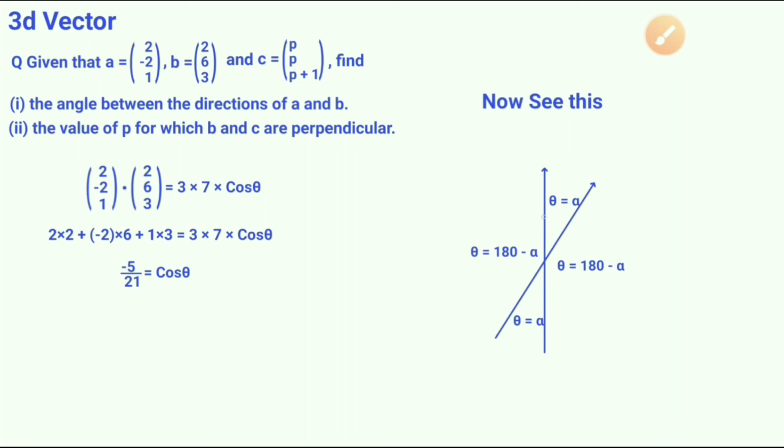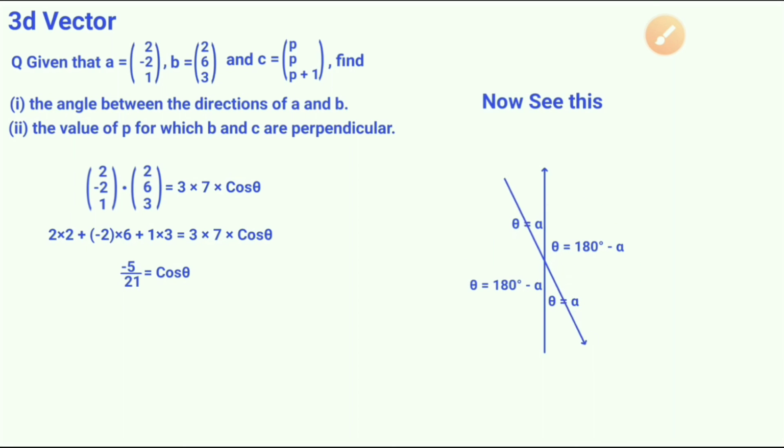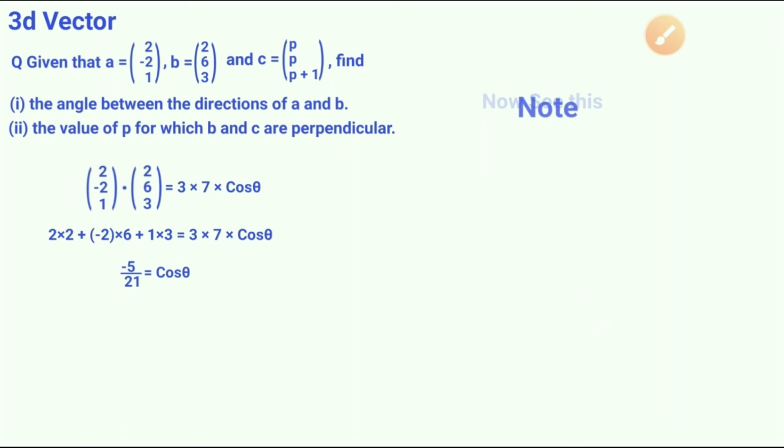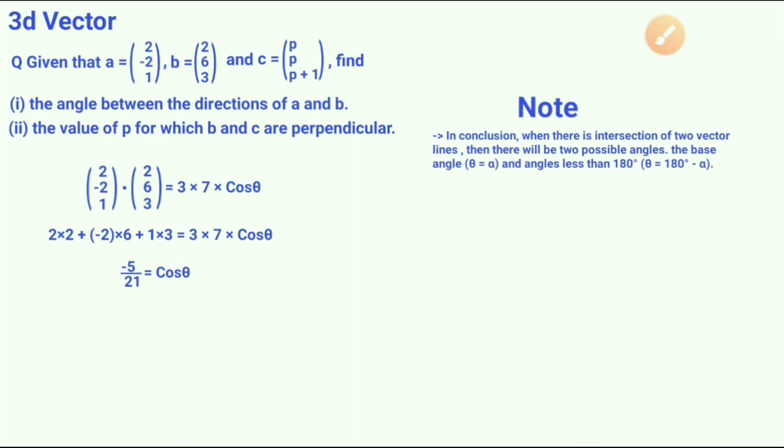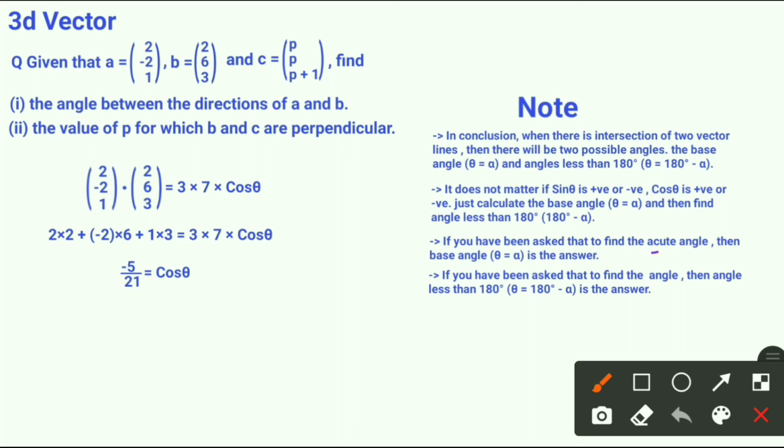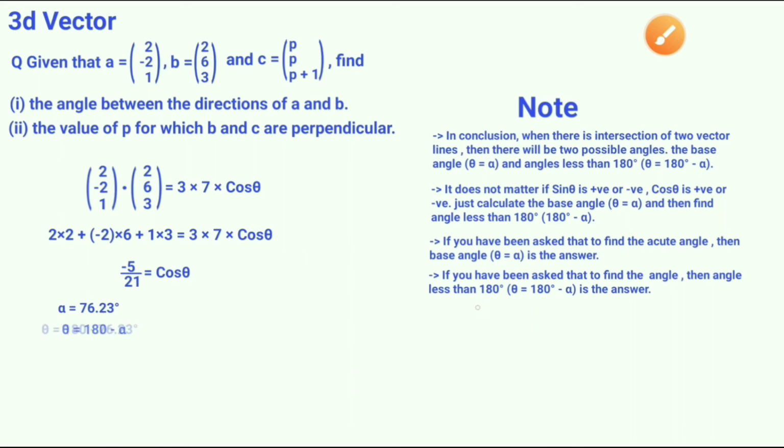Now finding the base angle. You need to see this animation, which is all about finding the angle between two vector lines. There are always two possible values, the acute angle and the obtuse angle. If you have been asked to find the acute angle, then the base angle is the answer. Or if you want to do this with logic, you could find the obtuse angle, and then 180 minus the obtuse angle is equal to the acute angle. Or you could just use the base angle as the acute angle. It's the same thing.